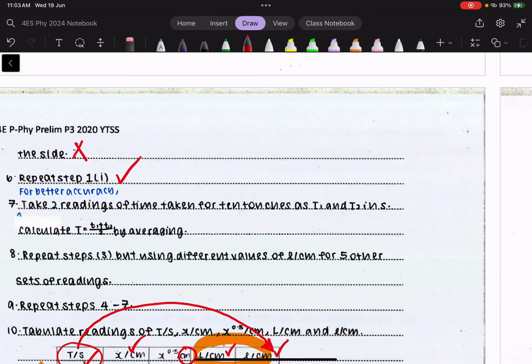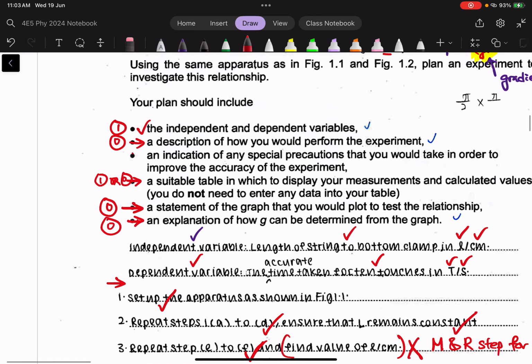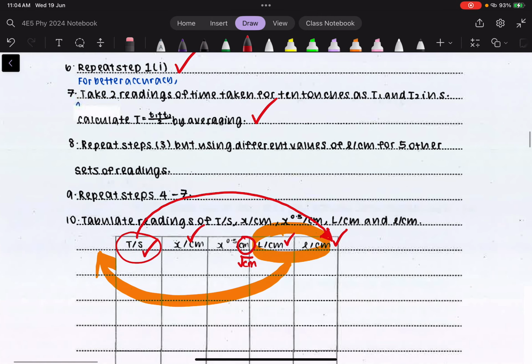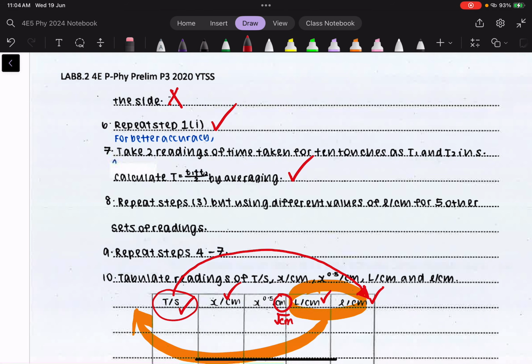For 2 readings of the time taken, calculate the average. So this is the step whereby you can get the precaution mark. So you get 3 out of 6, which is 50%, not bad for a practice. Let's continue reading. Now repeat step using different value, very wrong already. Confirm 0 for the details.